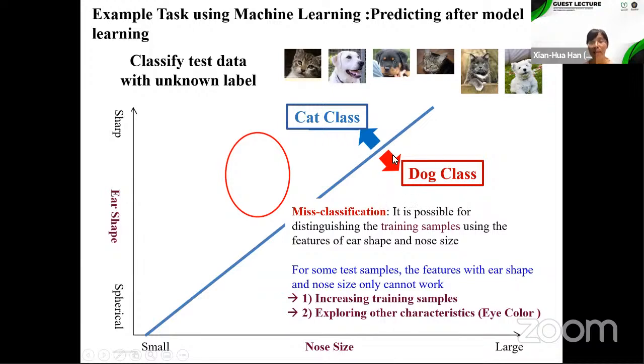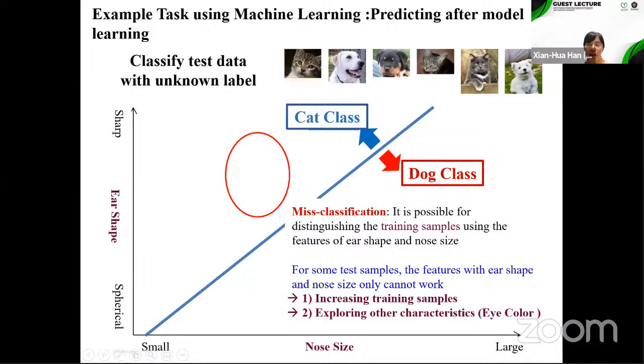What is the position of the test image in this 2D space? If the test image falls into the bottom part of the blue line, this means the input image belongs to the dog class. If the input image is in the upper part of the red blue line, the input image belongs to the cat class.